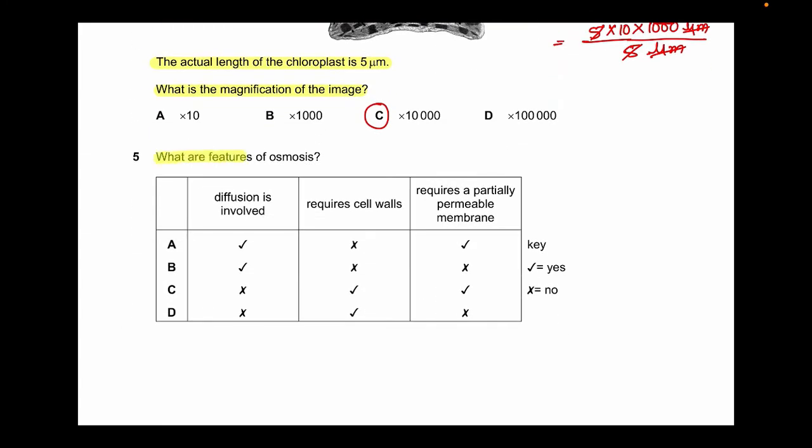What are the features of osmosis? Diffusion is involved. We know osmosis is the movement of water molecules from a region of high water potential to a region of low water potential. So diffusion is involved, definitely. Requires cell wall? No, it does not require a cell wall. Requires a partially permeable membrane? Yes, it requires a partially permeable membrane. So option A is the correct answer.